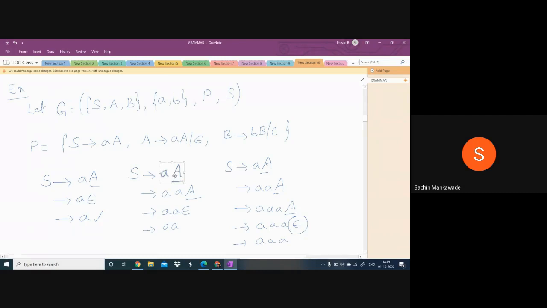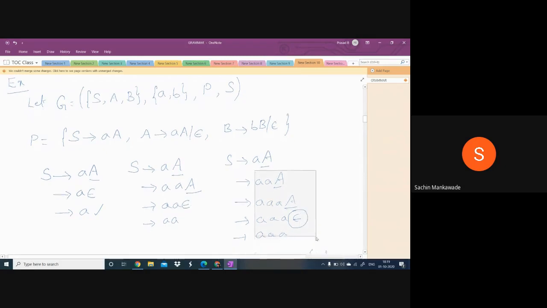Next, one more. S derives AA. I took the same production from the starting symbol, and in the A place here, instead of epsilon, I have substituted AA. Now in the A place I will substitute epsilon. Then AA for epsilon is AA. This is also a terminal string. It has terminals only.